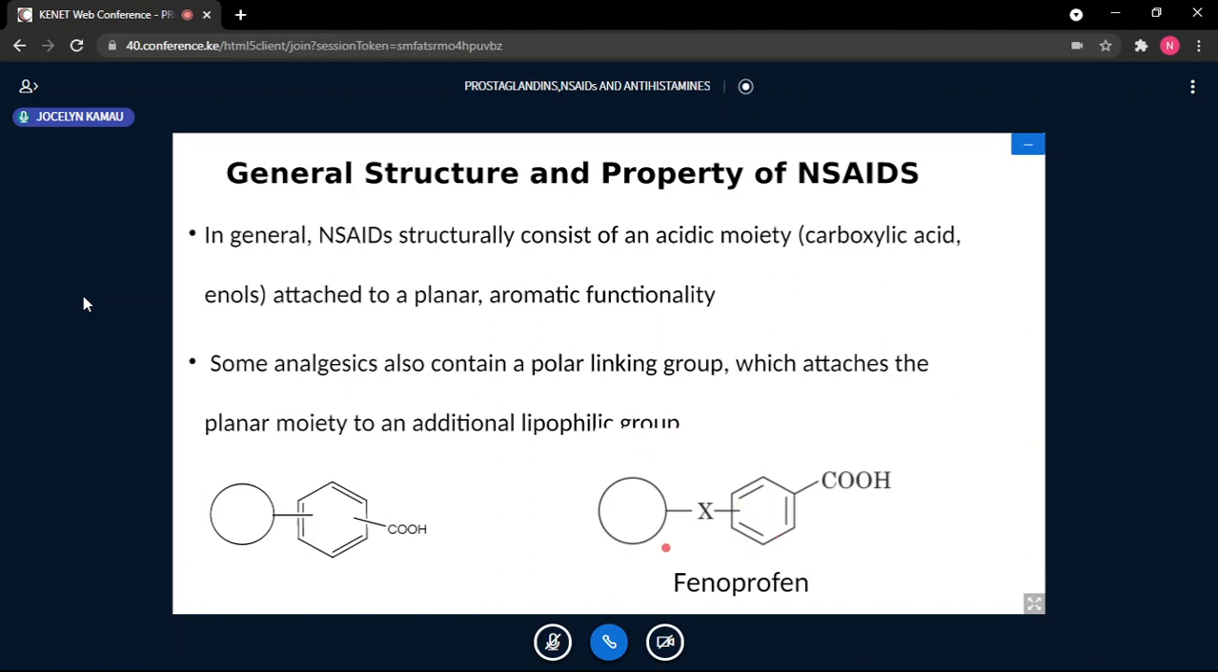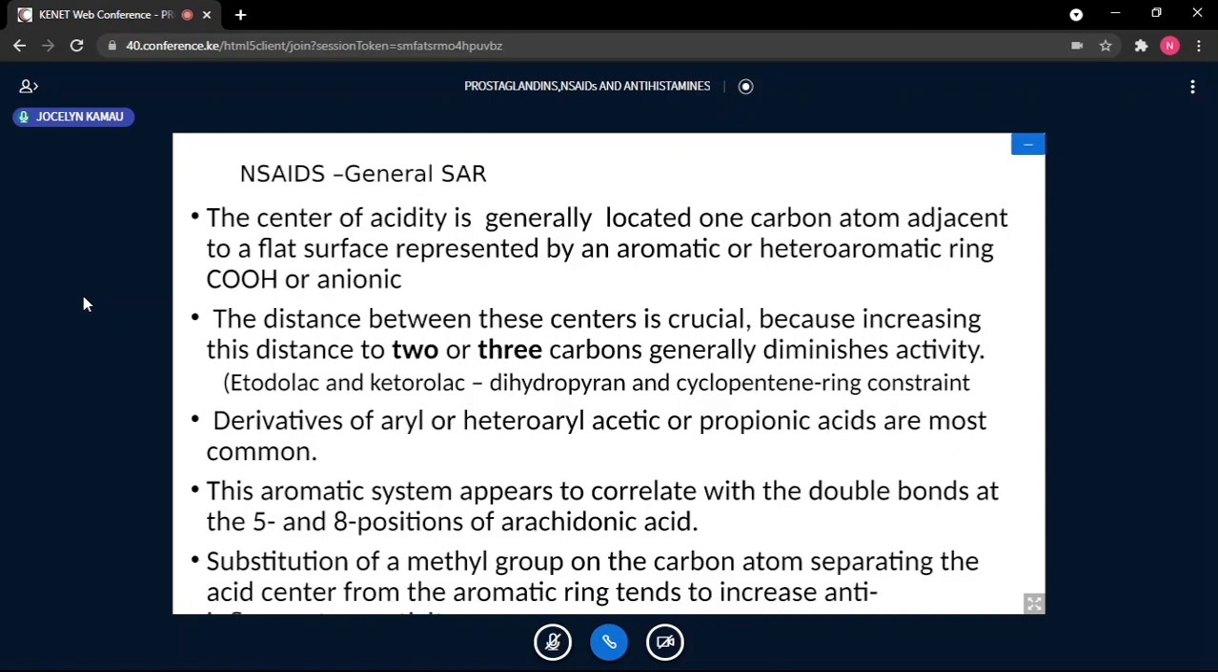So this is like this. In fenoprofen, you have this first planar group attached through a polar group. That can be an oxygen or a carbonyl group, and that second group, as we have already said, has non-coplanarity, which is very important. The center is generally located one carbon atom adjacent to the flat surface, represented by an aromatic or heteroaromatic ring. All we are saying is this.